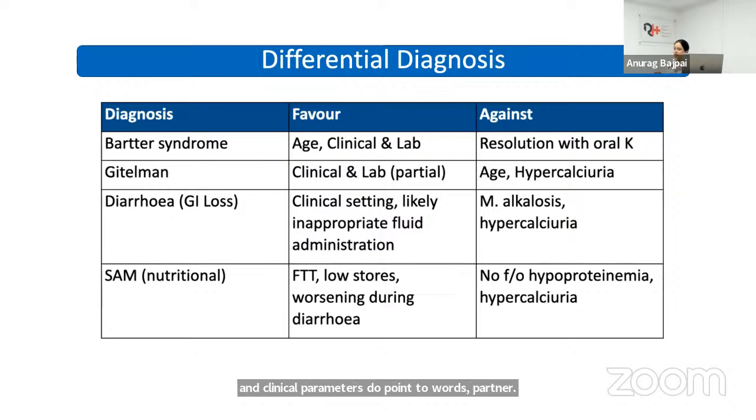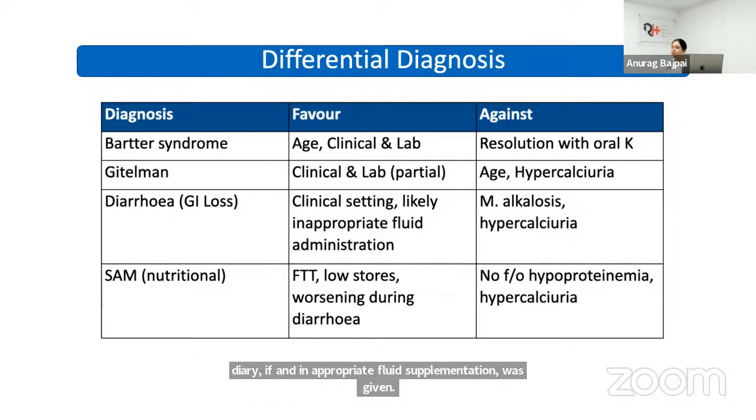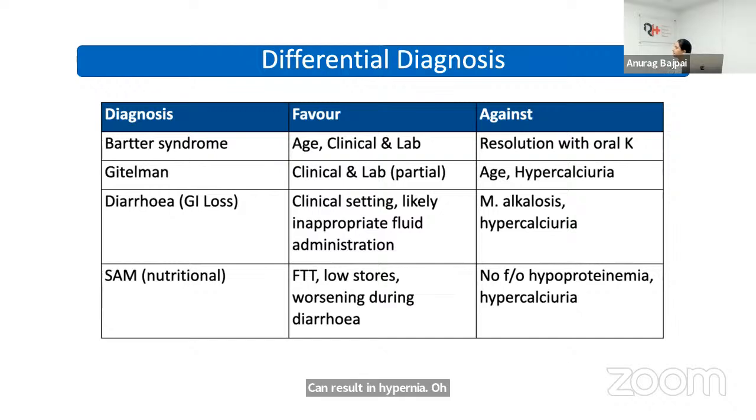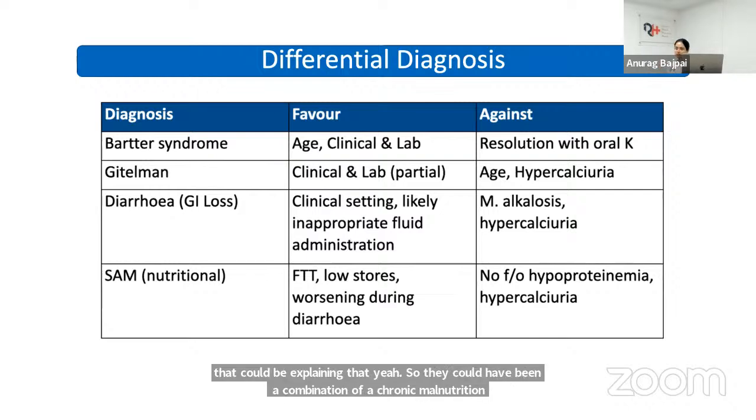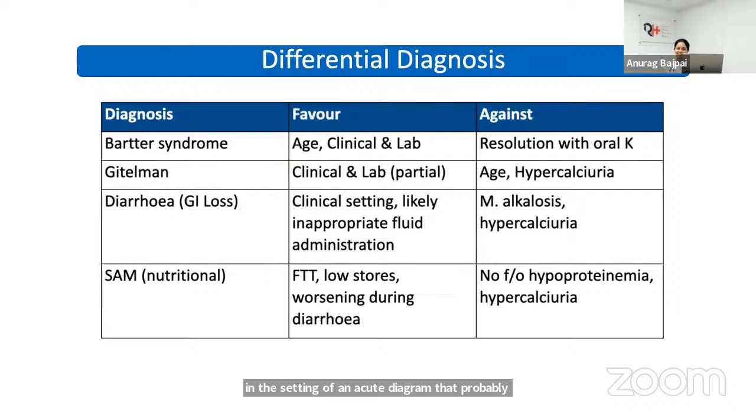Here, diarrhea, if an inappropriate fluid supplementation was given, can result in hyponatremia. So you think again, metabolic alkalosis is unlikely. But suppose there is a scenario of long-term malnutrition and your magnesium is low, that could be explaining that. Yes, so there could have been a combination of chronic malnutrition in the setting of an acute diarrhea that probably caused the given electrolyte picture in this current index child.